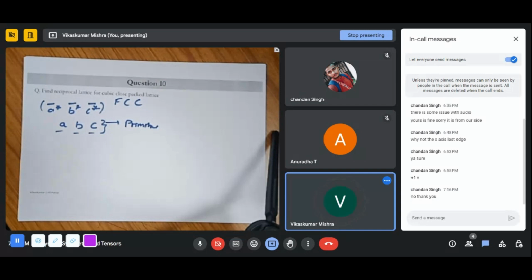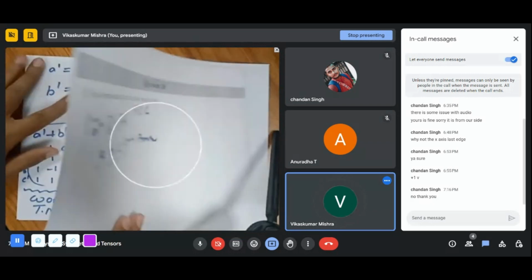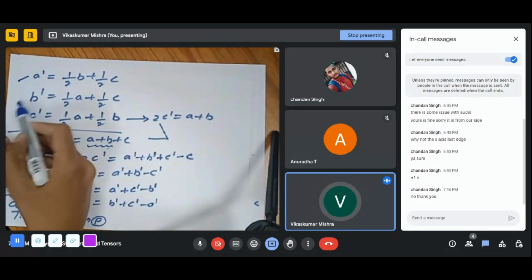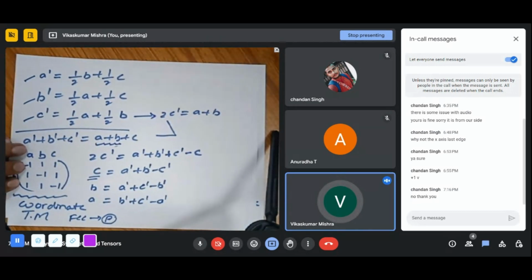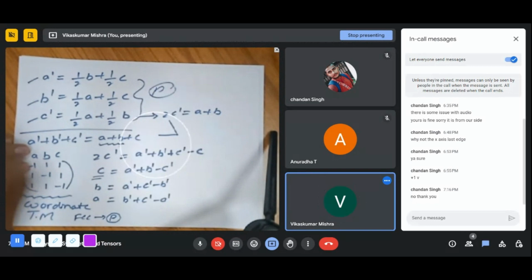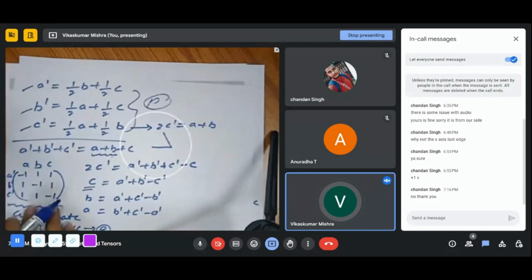Let me show it to you. Yeah, here it is. a dash, b dash, and c dash were associated with the primitive unit cell of FCC, and so we have found out a dash, b dash, and c dash.